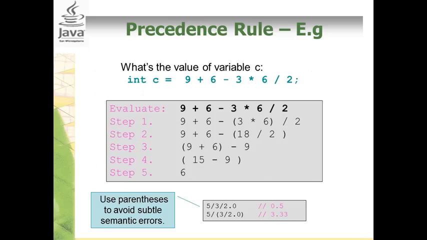Okay, in this case, integer c equals 9 plus 6 minus 3 times 6 divided by 2. So we have plus, minus, multiplication and division. As we knew just now, multiplication and division have the same priority. But since the computer processes from left to right, in step 1, the computer will execute 3 times 6 first, rather than 6 divided by 2. 3 times 6 we will get 18. Then the computer will process 18 divided by 2 because division is higher than plus and minus. Then the computer will process plus, after that minus.